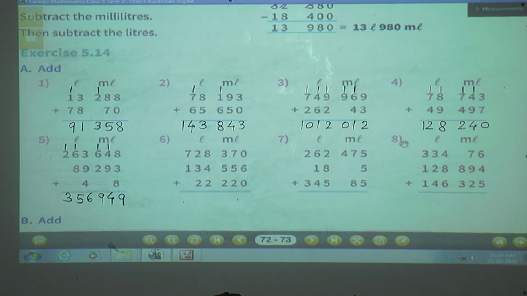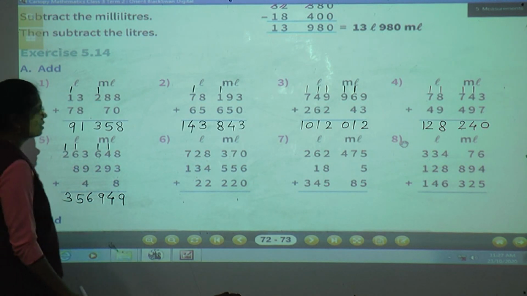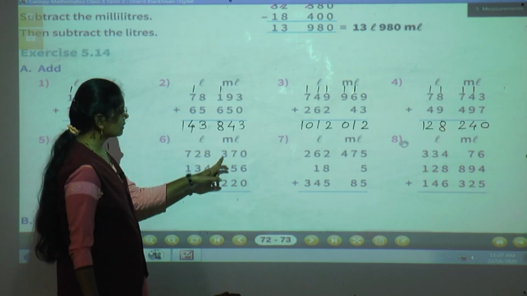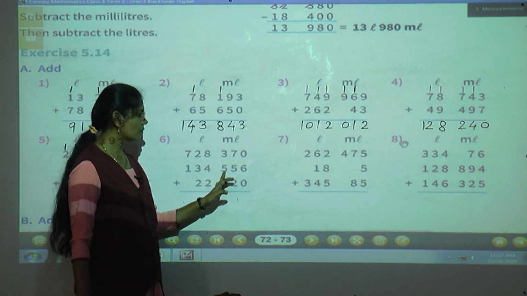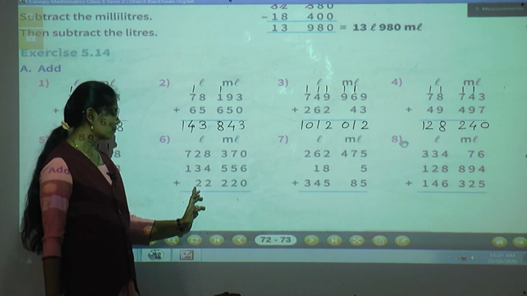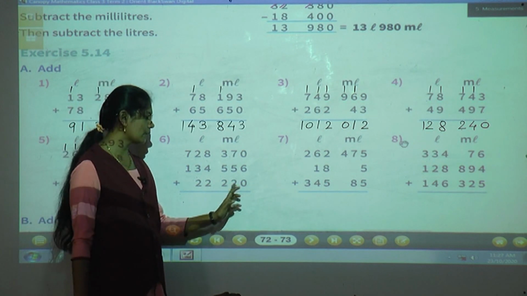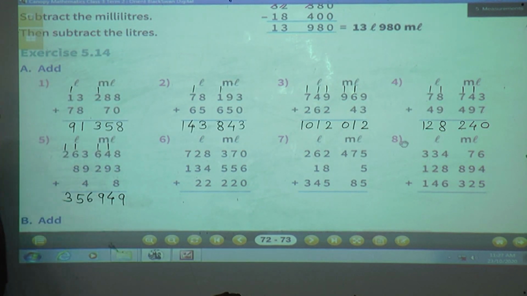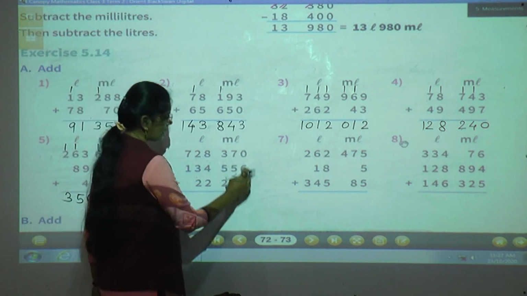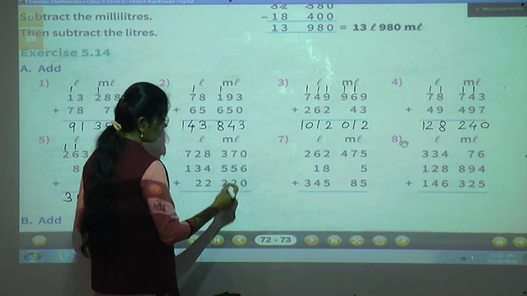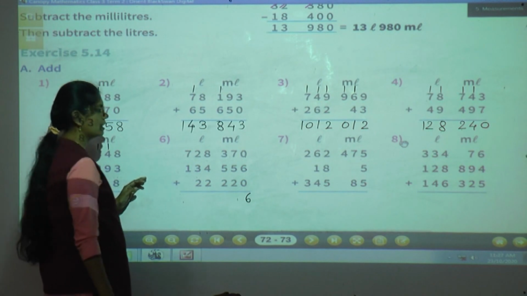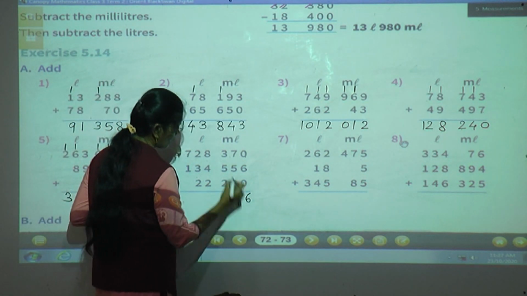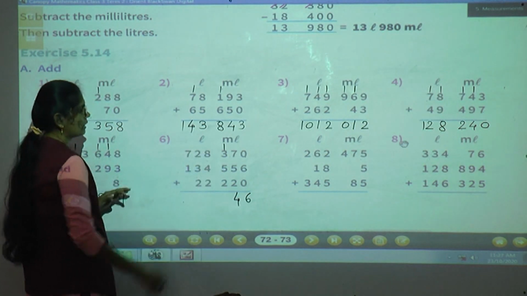Okay. Now see the sixth one. 728 liter and 370 milliliter plus 134 liter, 556 milliliter plus 22 liter and 220 milliliter. Now add the milliliters first. See here at one's place, here 0, here 6 and here 0. So what is the addition? 6. Then 7 plus 5, yes, 12, 12 plus 2, 14. Okay, so write here 4 and give 1 carry.